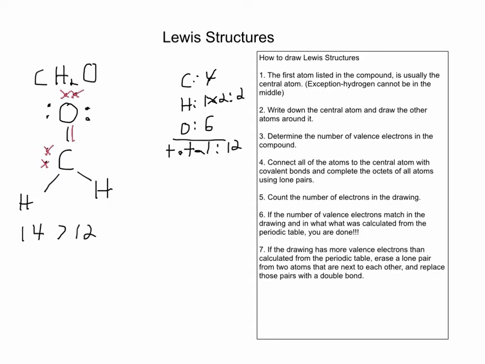Let's look at what this does. So now I have 2, 4, 6, 8 electrons that are connected to carbon. So carbon still has a complete octet, and I have 2, 4, 5, 6, 7, 8 electrons around the oxygen, so I still have a complete octet. Once I do that, I repeat steps 5 and 6.